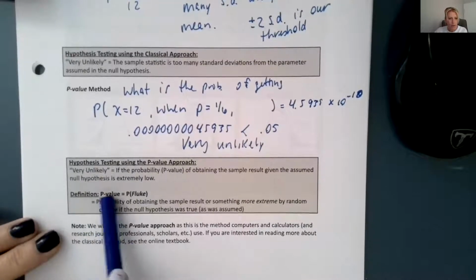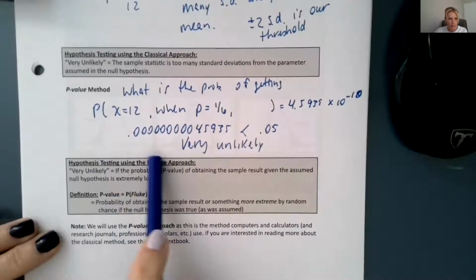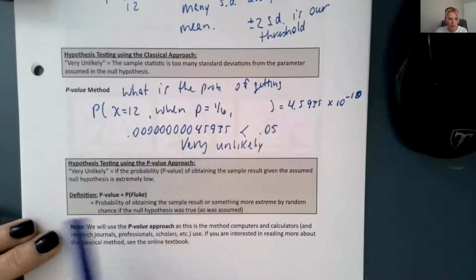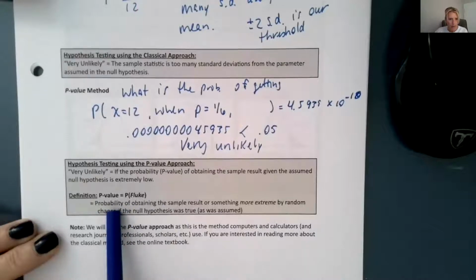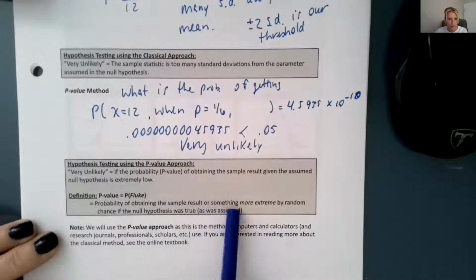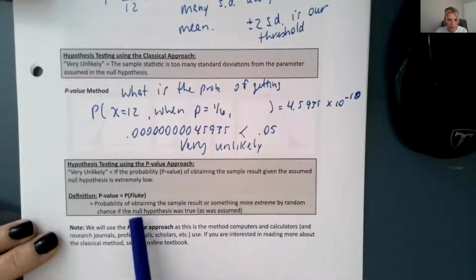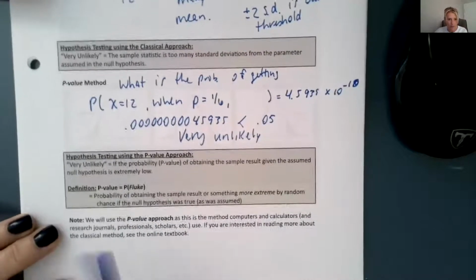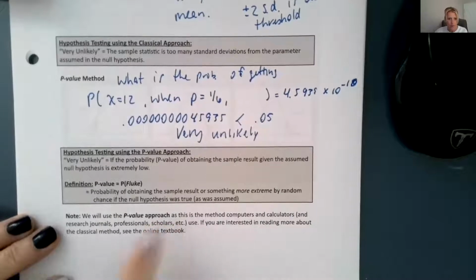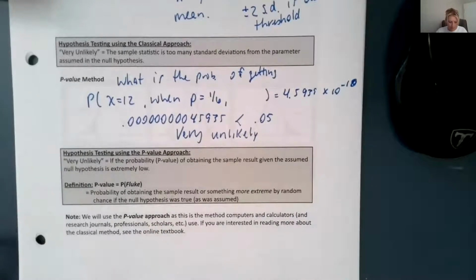So a definition of the p-value, because we're going to use this p-value approach all the rest of the semester, is the probability of a fluke. And what is that? The probability of obtaining the sample result or something more extreme by random chance if the null hypothesis was true, as we assumed. Okay, we're going to use the p-value approach because that's our main method that most researchers are using now.